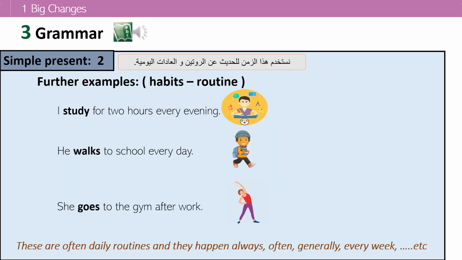Further examples for the simple present tense. I study for 2 hours every evening. He walks to school every day. She goes to the gym after work. Notice, these are often daily routines, and they happen always, often, generally, every week, etc.